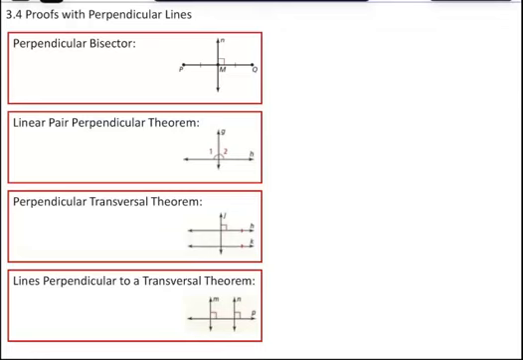First, a couple definitions. Perpendicular bisector, the name says what it is. This is an element that is perpendicular to a line or to a segment, and it passes through that segment's midpoint. And that allows it to be exactly what it says it is.